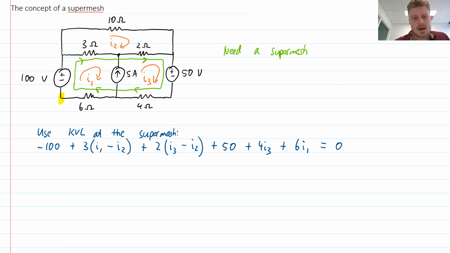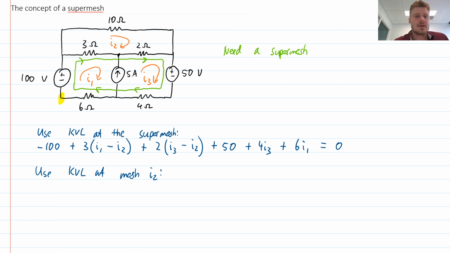I can also use KVL around my mesh I2. And this one is fairly straightforward. We don't need any special supermeshes or anything like that. Bear with me, I'm just trying to undo my highlight. There we go. So I'll choose a starting point, so let's say the top left corner there, and proceed in the direction of I2. So I will have 10 ohms multiplied by my current I2, which gives me the voltage across that 10 ohm resistor. The next element is the 2 ohm resistor, and there will be 2 mesh currents that contribute to its voltage, so they will be I2 minus I3. And then the final component is the 3 ohm resistor, and here I will have I2 minus I1 as my current contribution, and all of that is equal to 0.